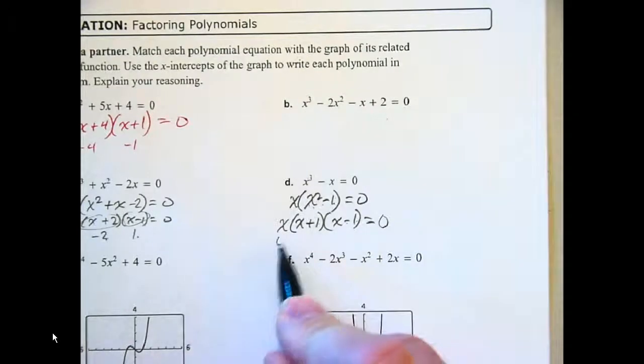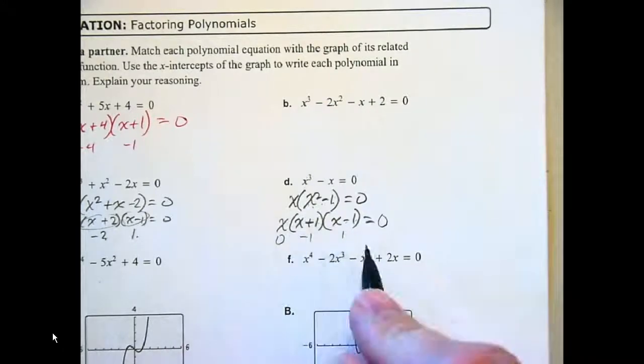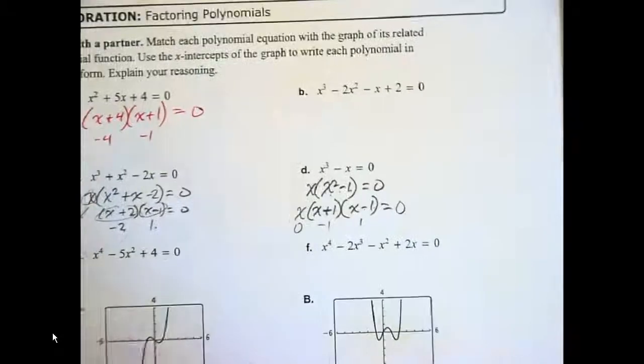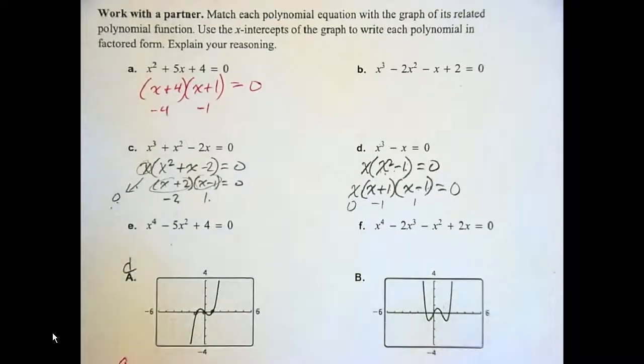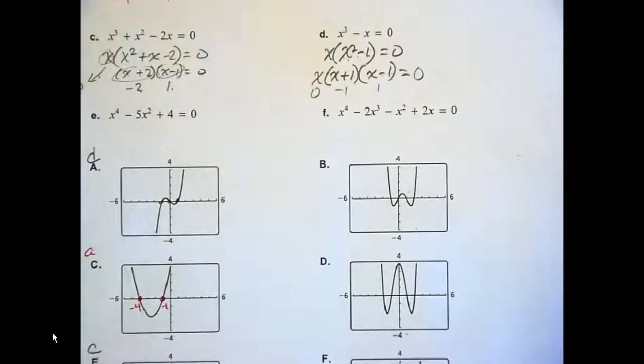So this gives us 0, -1, and +1 when we set each part equal to 0. And that graph is letter A. Okay, so equation D goes with graph A, -1, 0, 1. All right, so with the 3 remaining graphs, B, D, and C, one is a cubic. Which one's cubic?